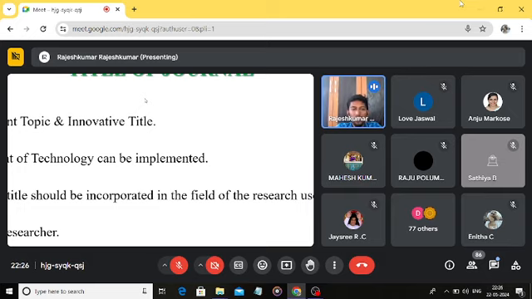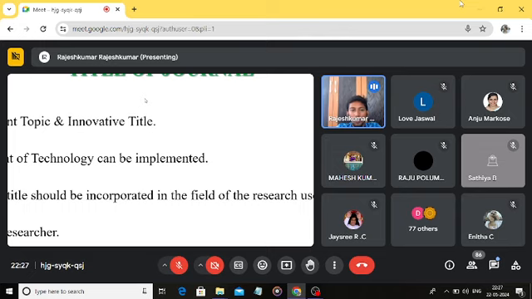Artificial intelligence has had about two years of impact, for example, how to use it in the medical, engineering or educational sector. It can be a current topic, and it can be innovative for people in education, from medical to engineering, anything. It can be an innovative topic. The second one: recent technology can be implemented.